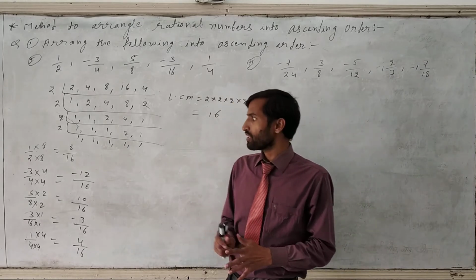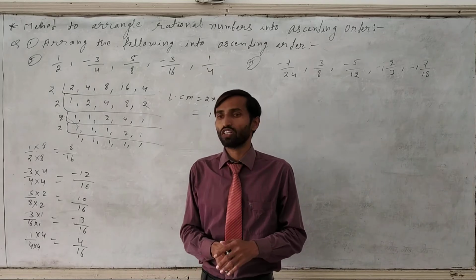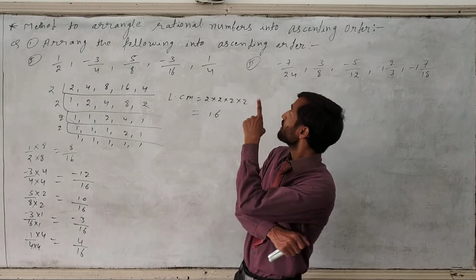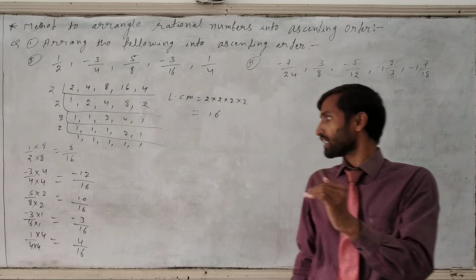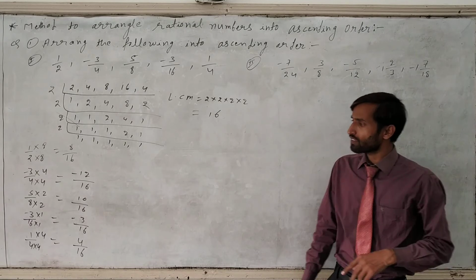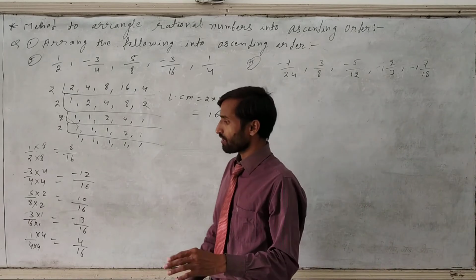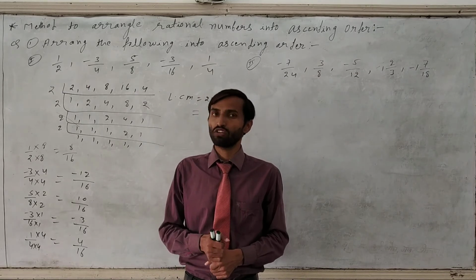Again, some confusion is there, because there is a minus sign and there is a plus sign. First of all, you have to arrange in ascending order, that is, least to greatest. First the smallest value comes, then we go to larger values. Among the negative values, the negative value should be the smallest.